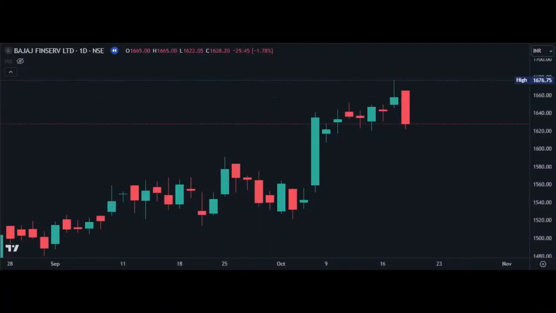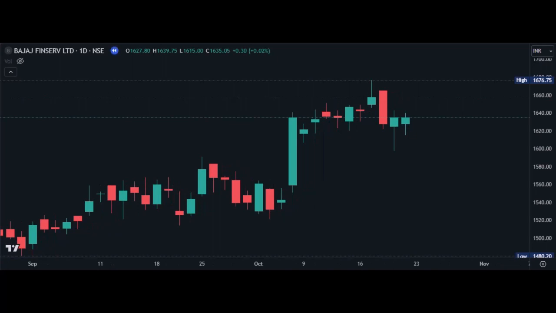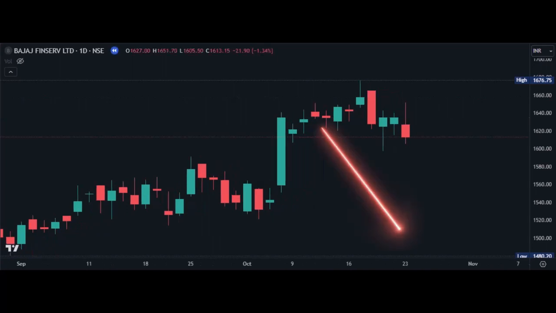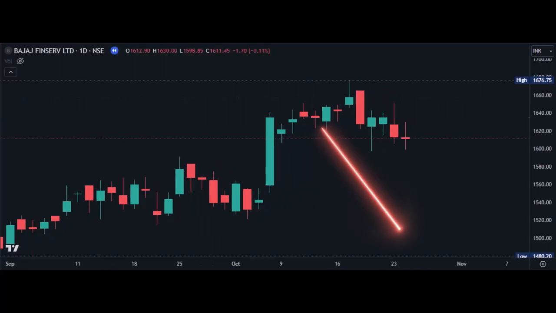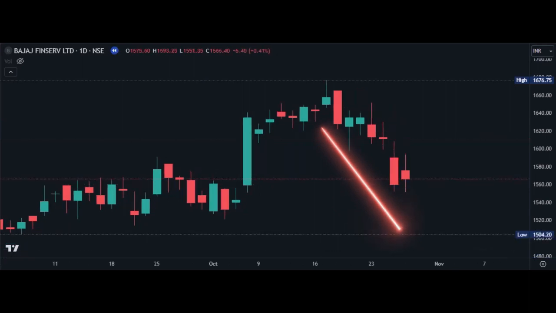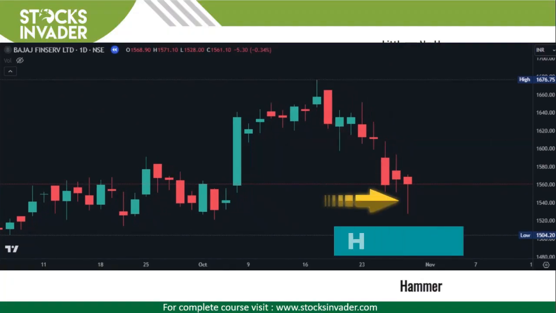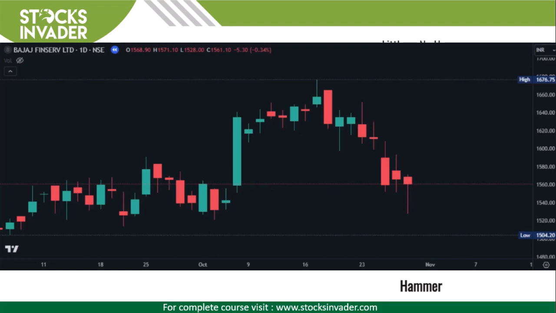Imagine you are watching a market in decline. Prices are dropping and the overall sentiment is down. Then out of nowhere, you spot a candlestick with a small body at the top and a long wick trailing below it, much like a hammer. Now that's the hammer candlestick pattern for you. A symbol of hope in a downtrend, suggesting that the market could be about to turn around.